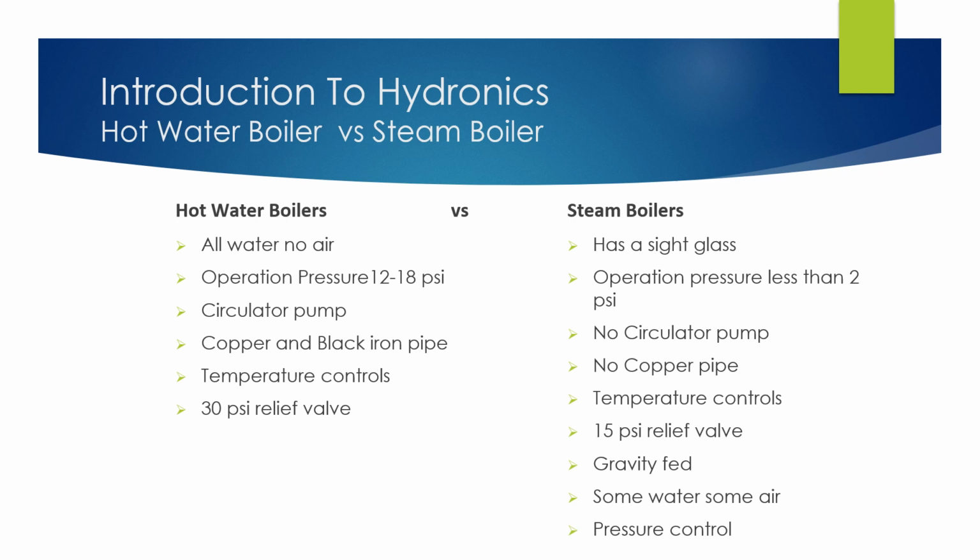The steam boiler has a sight glass in order for you to see the level of the water inside of the boiler. The operational pressure is less than 2 psi. No circulating pump. You cannot use copper piping. You must use all black piping. It also has temperature controls, but the pressure relief valve opens up at 15 psi.